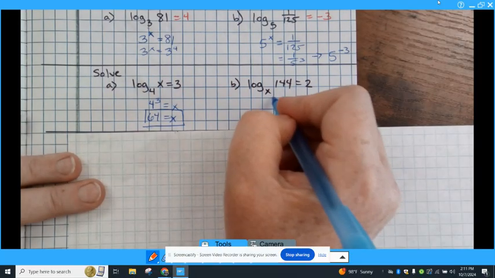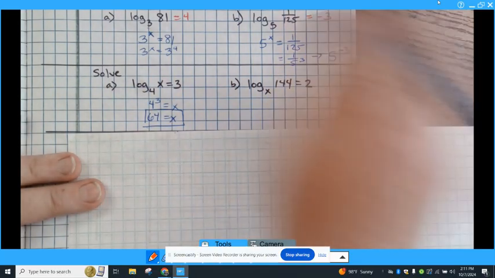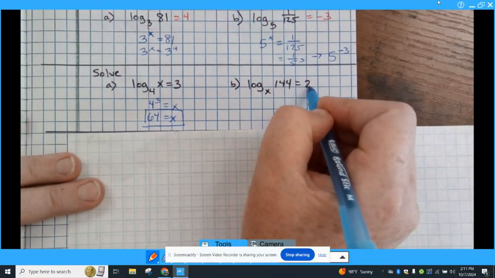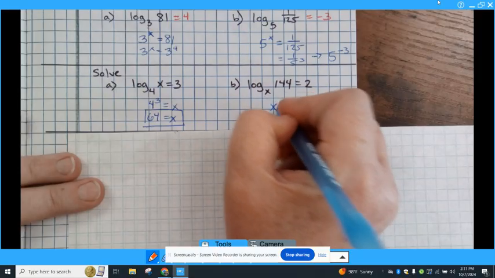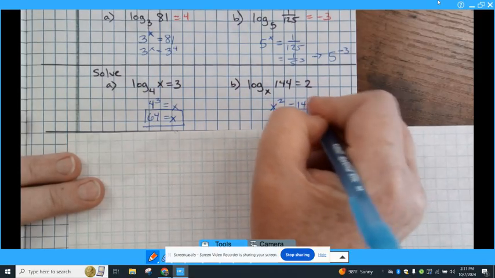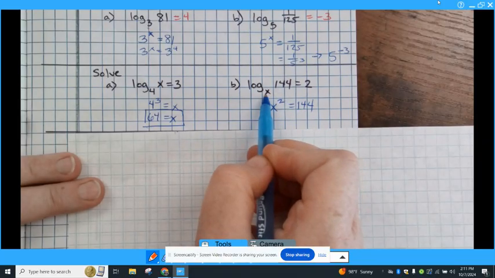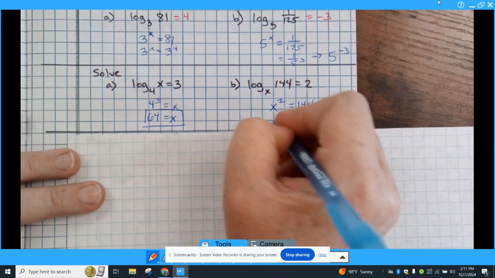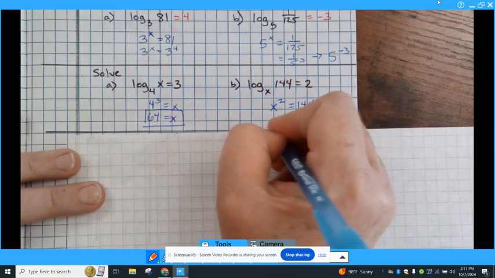For this one, we have x to the 2nd. So x squared is equal to 144. So our unknown in this problem is our base. So x to the 2nd is 144. If we square root both sides, we know that x is equal to 12.